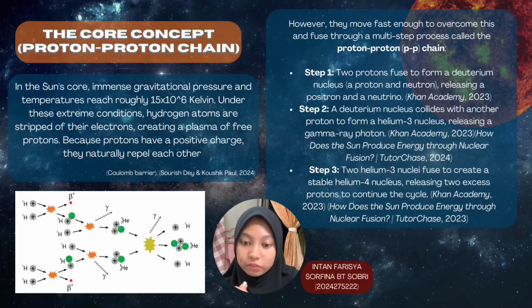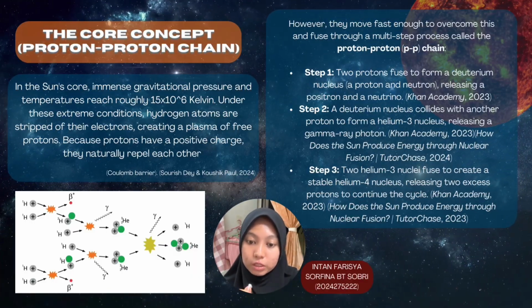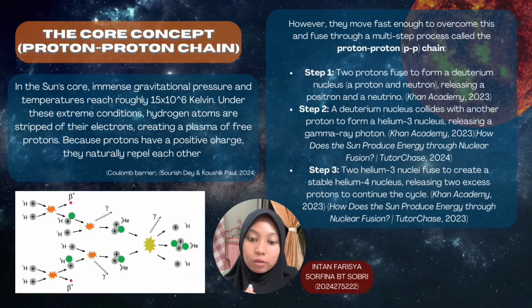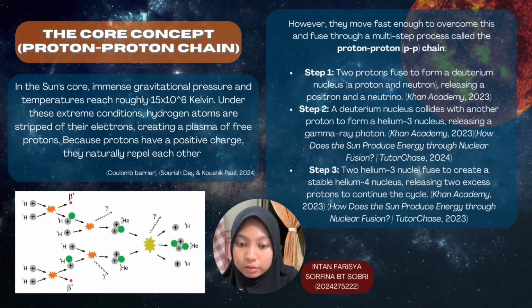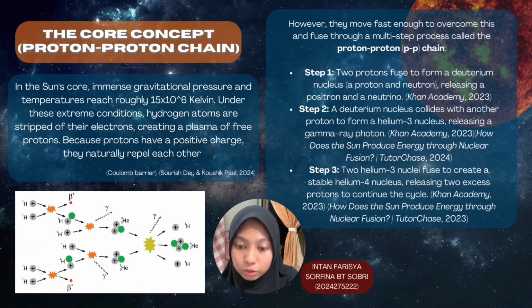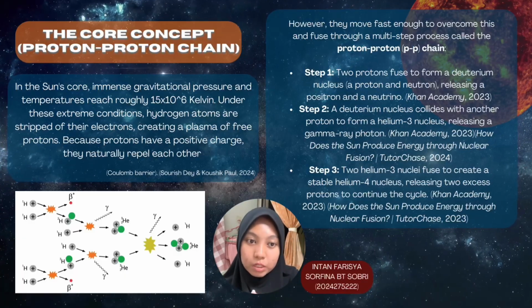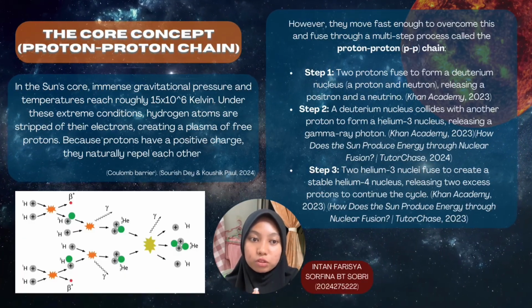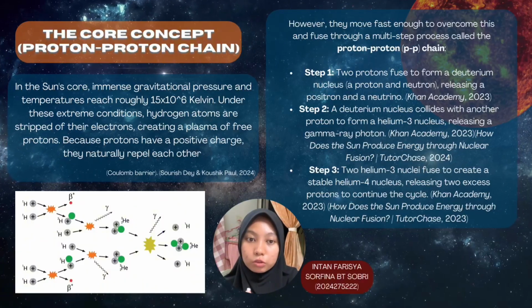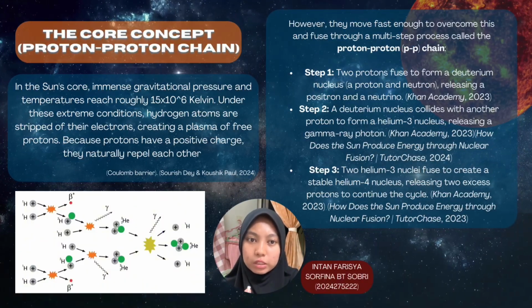However, they move fast enough to overcome this and fuse through a multi-step process called the proton-proton chain. Step 1. Two protons fuse to form a deuterium nucleus, releasing a positron and neutrino. Two protons fuse to form a deuterium and release the positron and neutrino. One proton changes into a neutron during this process, forming a heavy nucleus called deuterium.